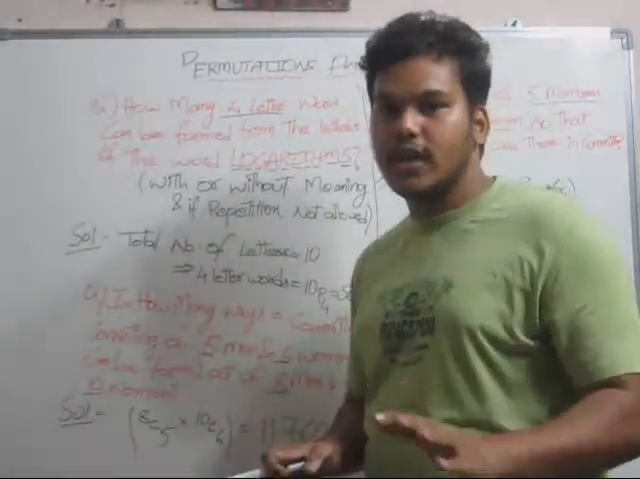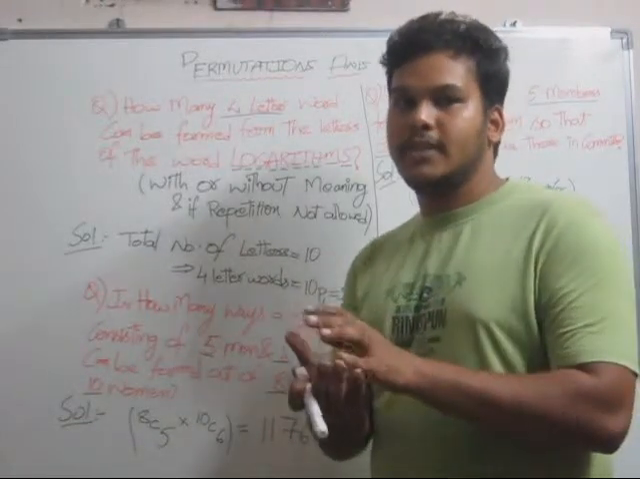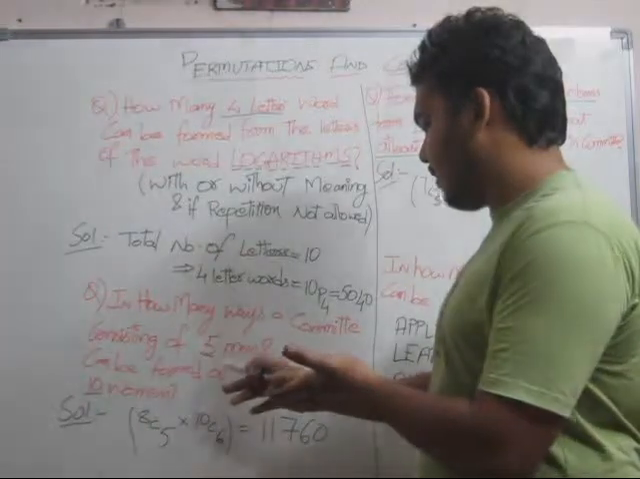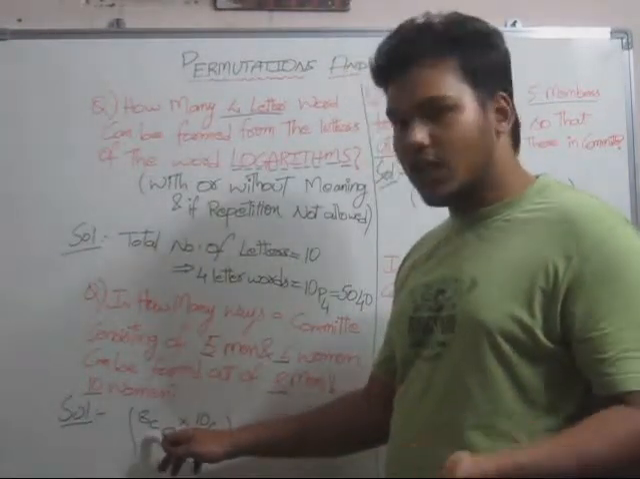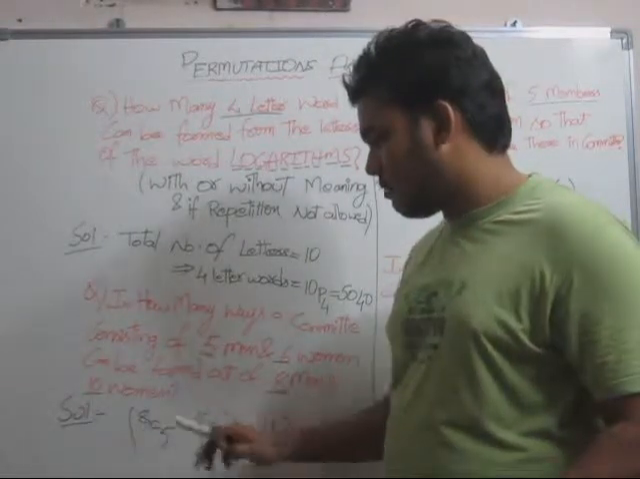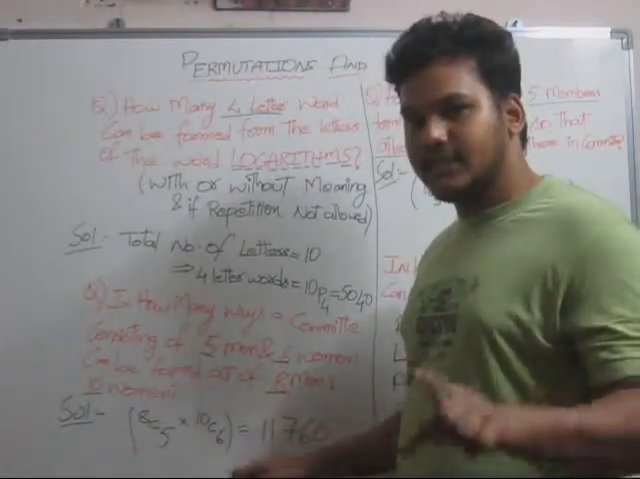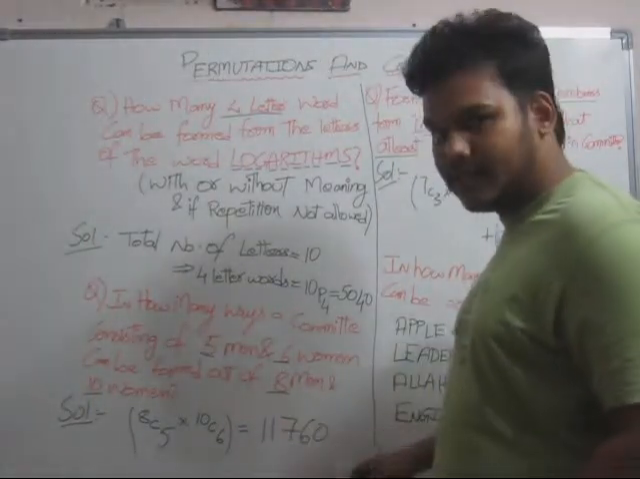Here he is not talking about the arrangement, he is talking about forming a committee consisting of 5 men and 6 women. So I have taken C, which is a combination, where we have to select 5 men from the given 8 men, and we have to select 6 women from the given 10 women. So the answer goes 11760.